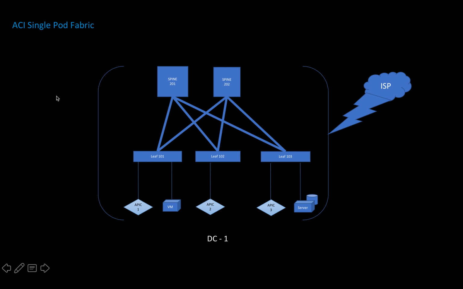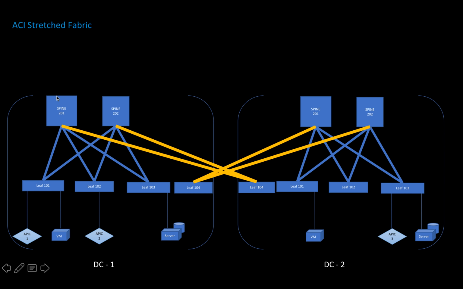Next comes the ACI stretch fabric. Here we still use a single data center. Now consider the customer wants to use more than a single data center, where they can extend the leaf and connect to different spines in the different data center, and it still supports the maximum bandwidth to migrate the end node from data center 1 to data center 2. This is basically how it looks.